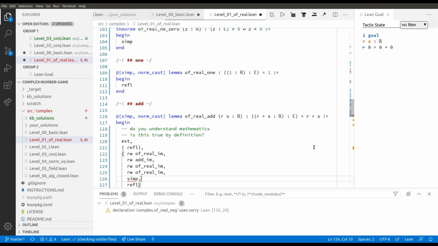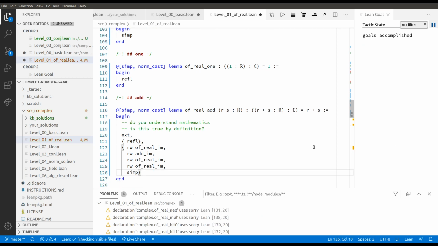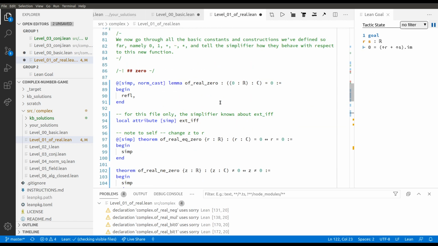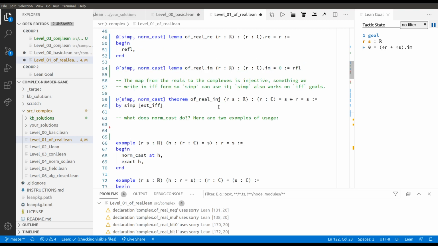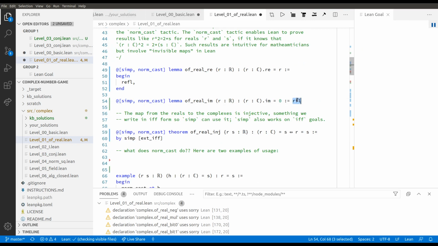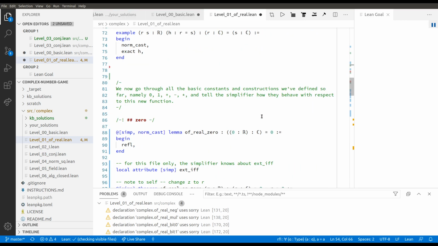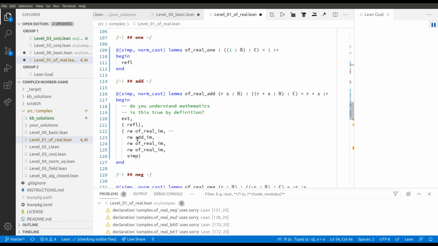So if I type simp, you see the simplifier has done it there. You can see all of these things: this of real im is true by definition. You look at the proof of real im. Where's of real im? Here, of real im is true by definition. And similarly add im. If we look at the proof of add im, we can do that if you like.